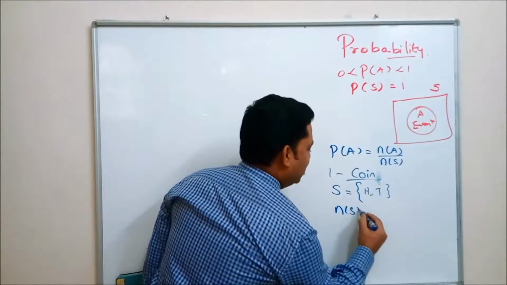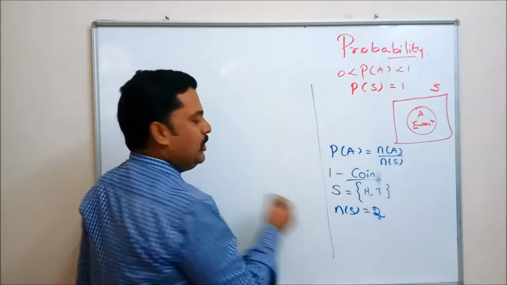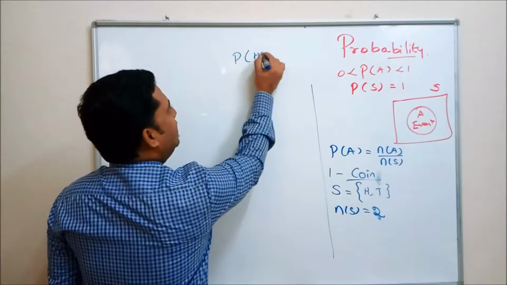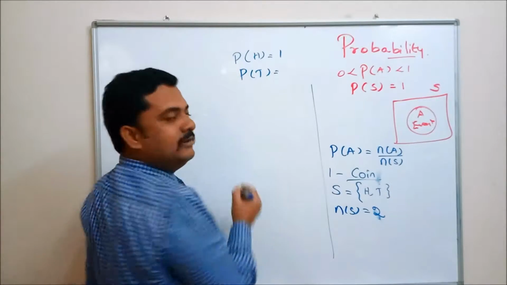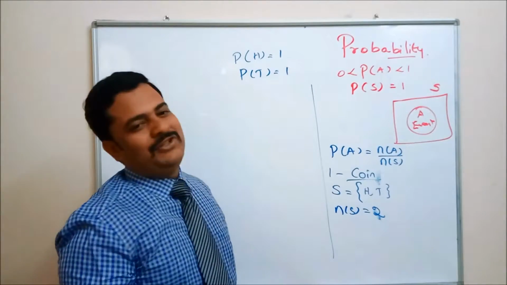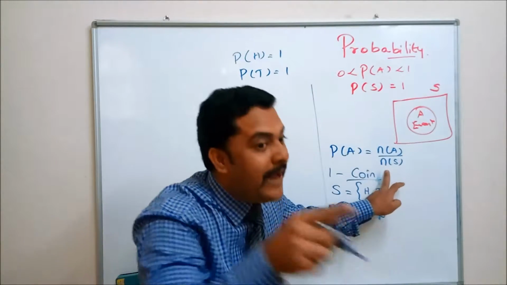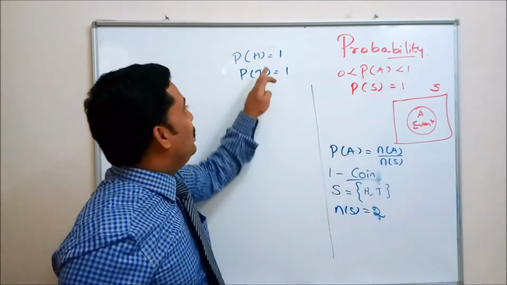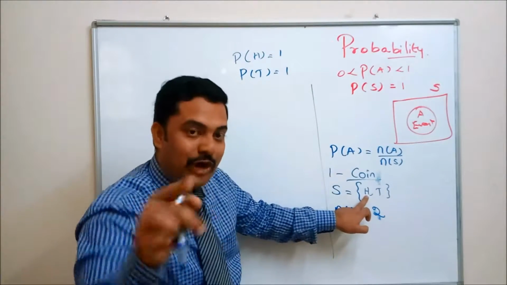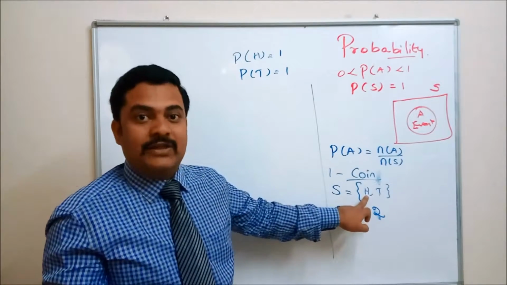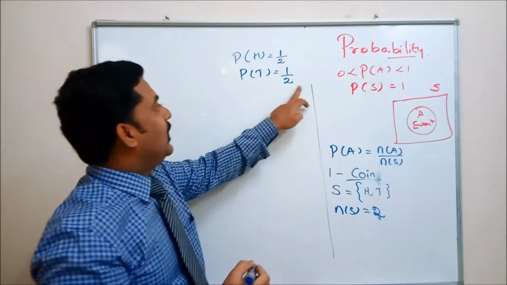So the number of items in the sample space is 1 plus 1, that is 2. So what is the probability of getting a head? 1. What is the probability of getting a tail? 1. See boys, the probability is divided by the total number of items. So this 1 is the number of items over here, and you have to divide by the sample space, n of S. The n of S is 2. So after dividing by 2, it will be converted to probability.